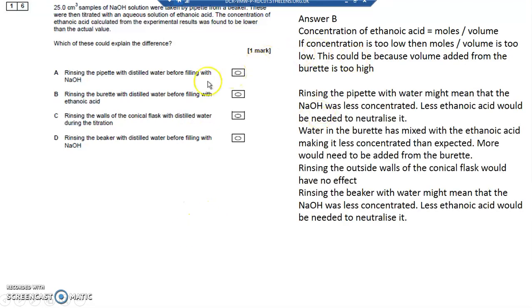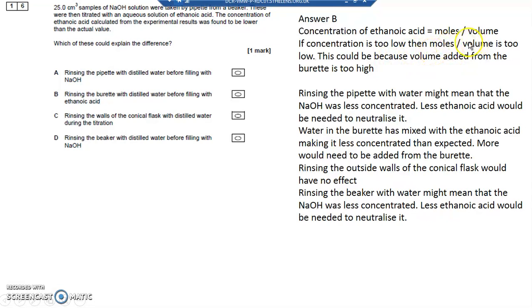So, the concentration of the ethanoic acid calculated from the experimental results was found to be lower than the actual value. Concentration is moles divided by volume. If the concentration is too small, then the number of moles is too small. Now, why could the number of moles be too low?